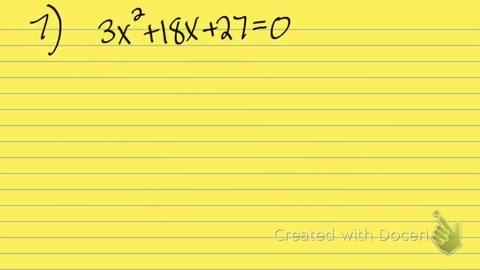Let's look at number 7. Please stop what you're doing. I think we need to review factoring. A lot of you guys use the quadratic formula, which is fine. But on the test, we might ask you to factor it and solve for the x values. This one is unique because all these values are divisible by 3. So the first thing I'm going to do is pull out a greatest common factor.